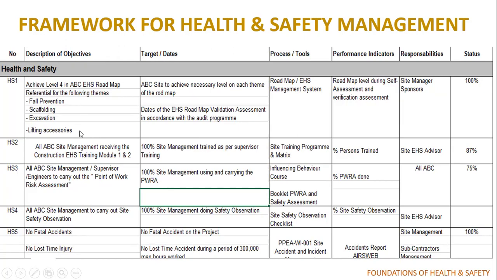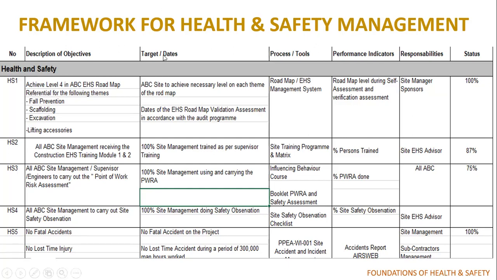These are the areas within a construction industry. For this example, we are taking the construction industry. So these are the key elements, or we can say these are the hazards prevailing in the industry.